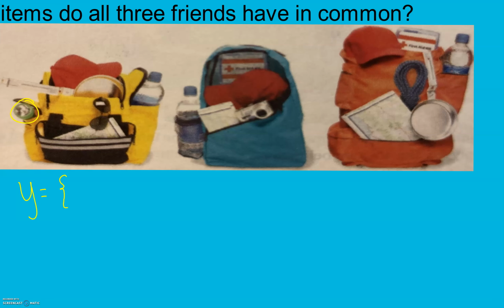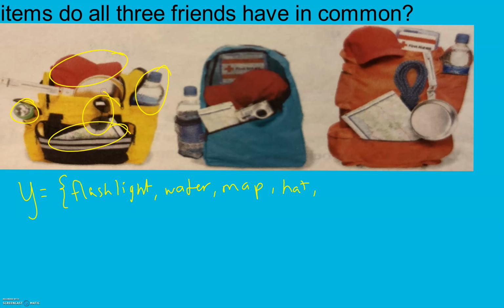So yellow has a flashlight, water, a map, hat, sunglasses, and a pan. So when I just list all these out, remember that's roster form. We just list them out.